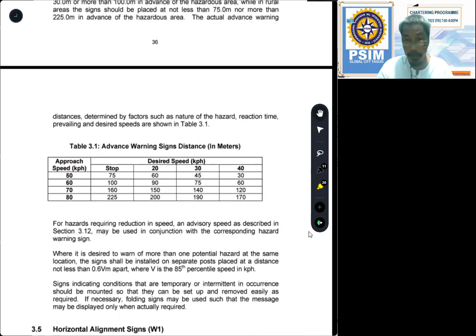So we know that there is such a thing as folding signs. So this is the introduction to the warning signs, and see you next video, starting with W1 type classified warning signs.